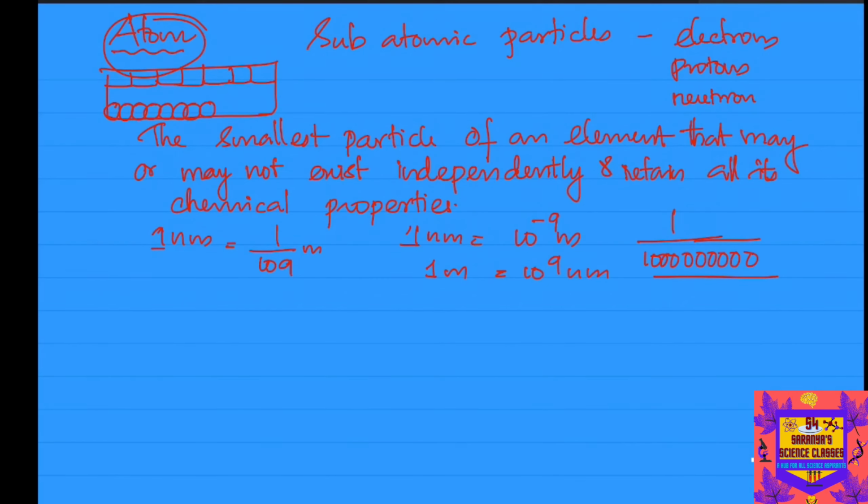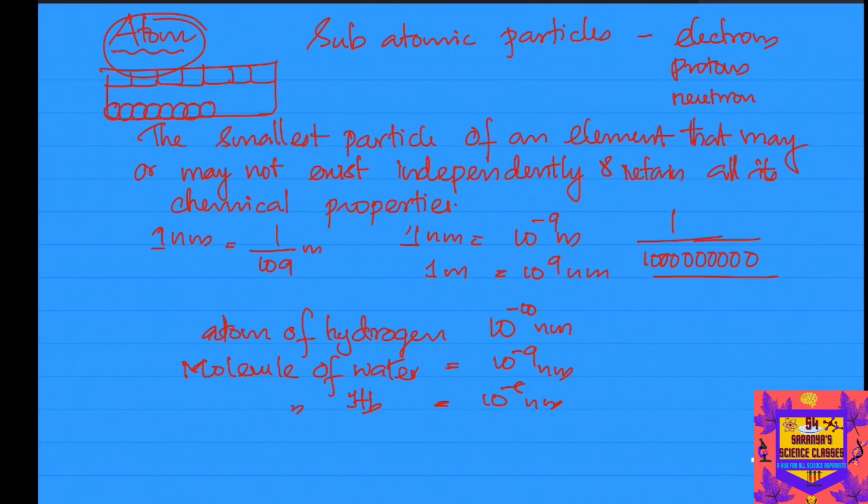The atomic radius of an atom of hydrogen will be in the range of 10 raised to minus 10 nanometer, right. Now a molecule of water, these are the examples I have taken. A molecule of water will be in the range of 10 raised to minus 9 nanometer. That small, right. If you take a hemoglobin molecule, then it will be in the range of 10 raised to minus 8 nanometer, right.